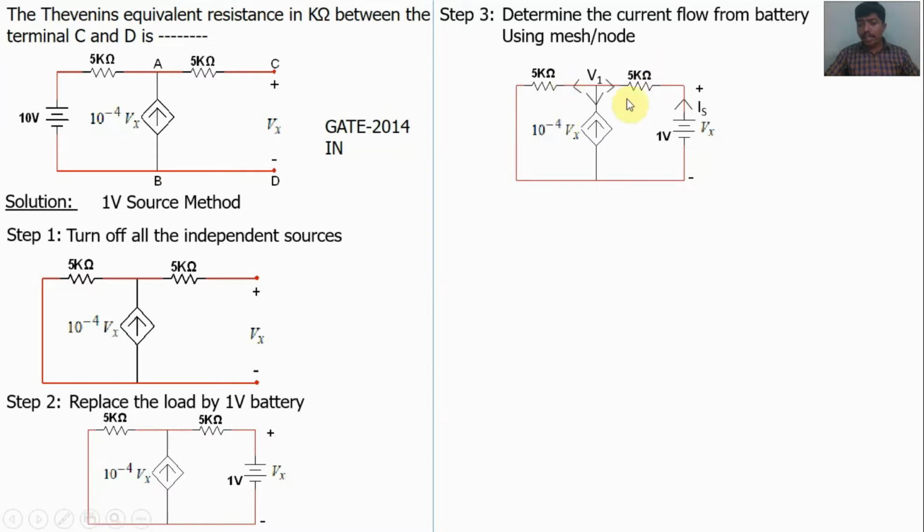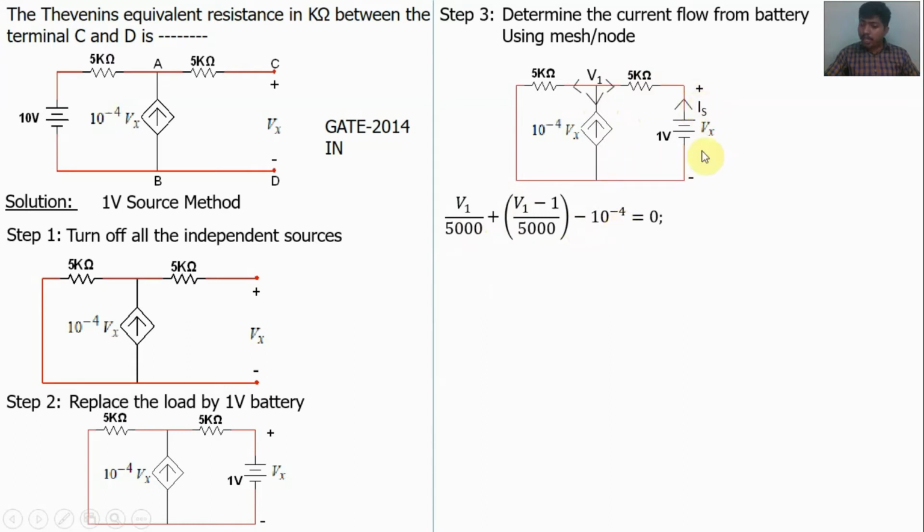Now find the currents by using Kirchhoff's current law. By Kirchhoff's current law, the sum of outgoing currents is equal to the sum of incoming currents. Here there is no incoming current at this junction, all are outgoing currents. This potential is ground potential. So this branch current is (V1 minus 0) divided by 5 kilo ohm, 5000 ohm. Plus the next outgoing current, (V1 minus 1 volt) divided by 5000 ohms. Next, here the current is directly given, but its direction is opposite, so a negative sign.